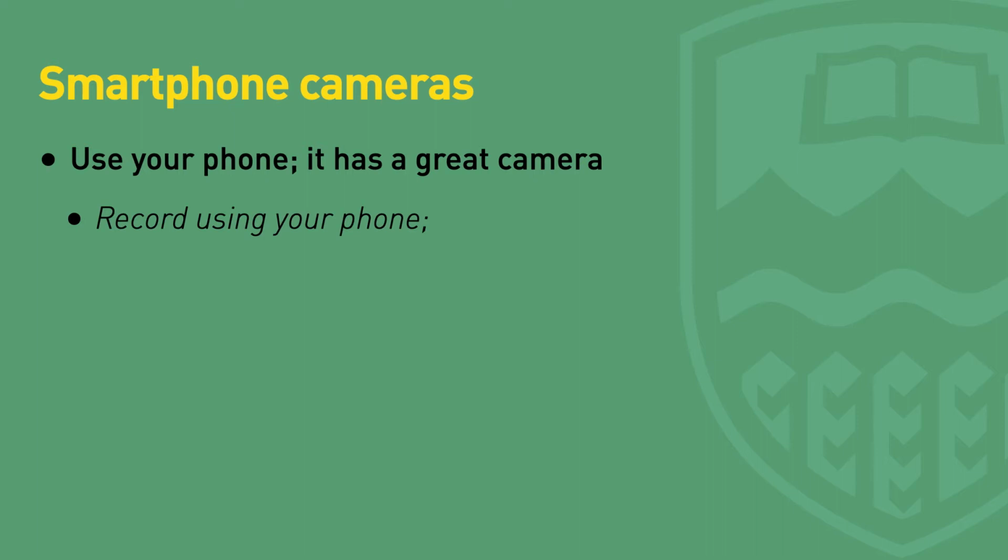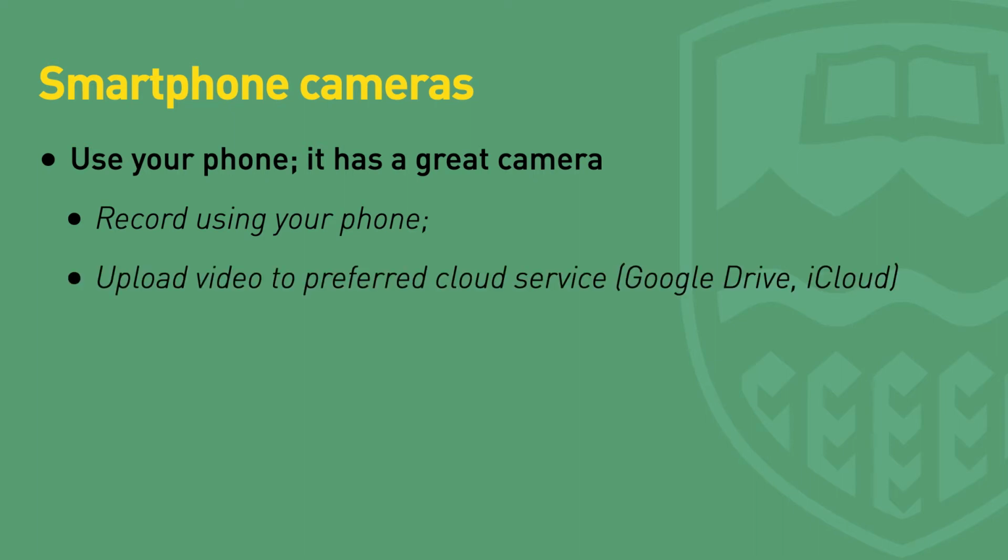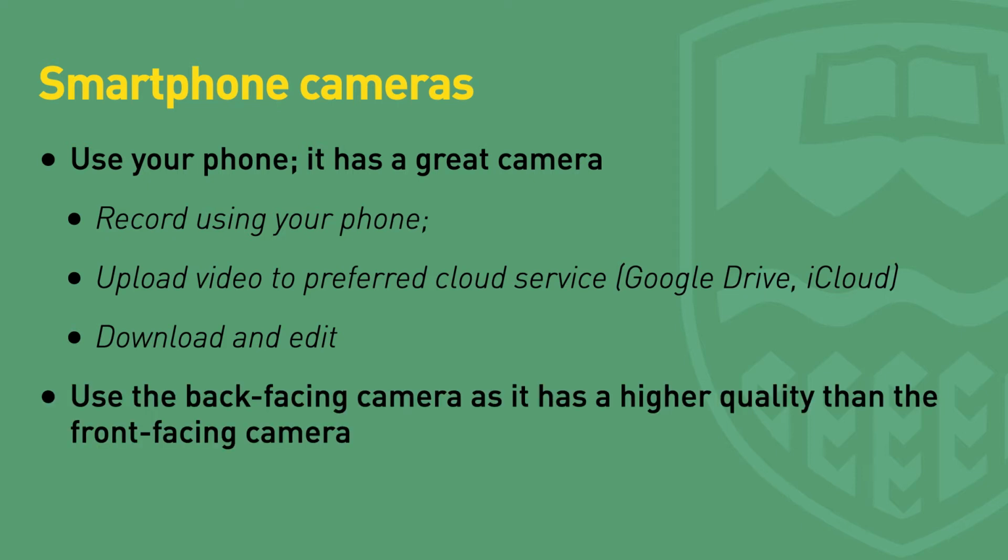If you're recording videos to be edited later, rather than going out and buying a camera, you can use your phone. It has a great camera. Record using it, upload your videos to your preferred cloud service like Google Drive, and download and edit it. Just a tip with the phone thing, the front-facing camera is lower quality than the back camera, and it has kind of a fisheye effect on some phones. So if you can shoot things with the back camera, do that. Make sure it's stabilized, and you can get some phone holders online for pretty affordable prices.